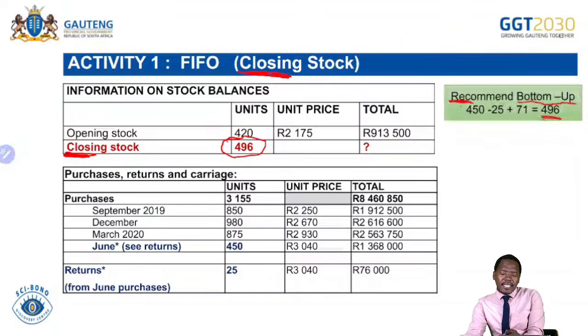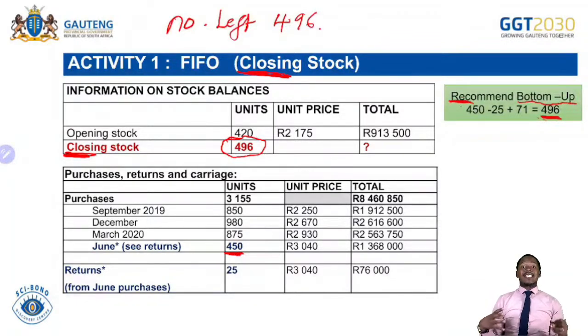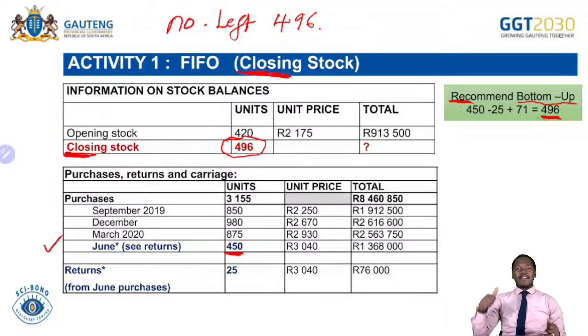How are they arriving at the 496, grade 12s? Now, we are taking the 450 because I know that my number left is 496. What does it tell me, grade 12? It tells me that if I'm left with 496, it means that the items that I bought last, the ones I'm taking, grade 12, were never sold. It means they are definitely part of my closing stock.